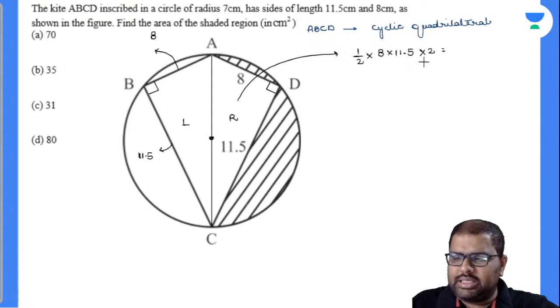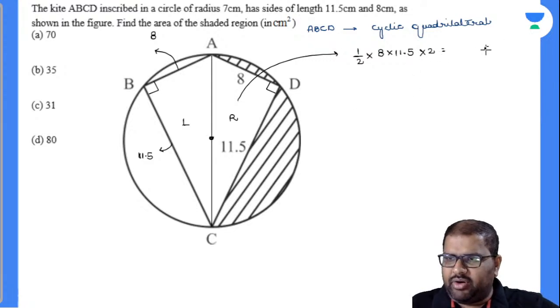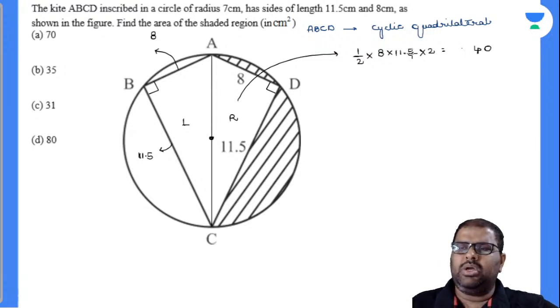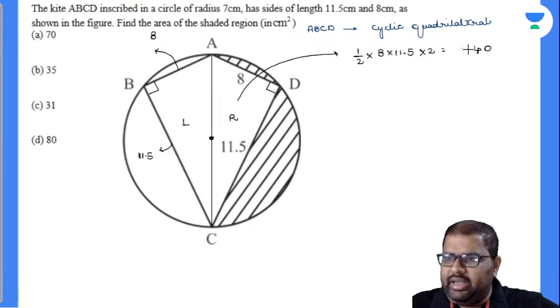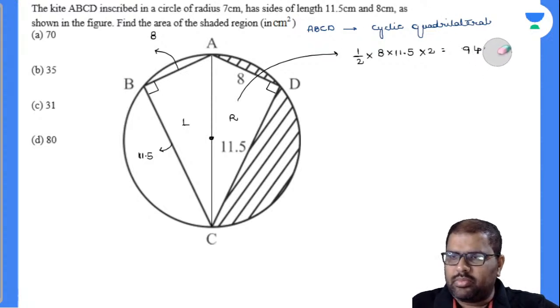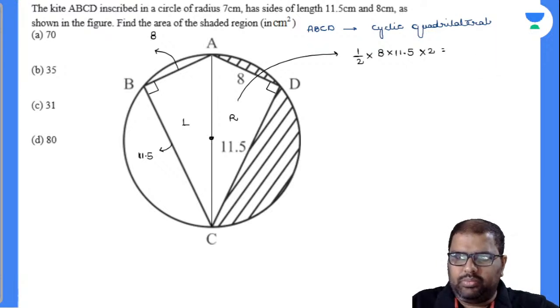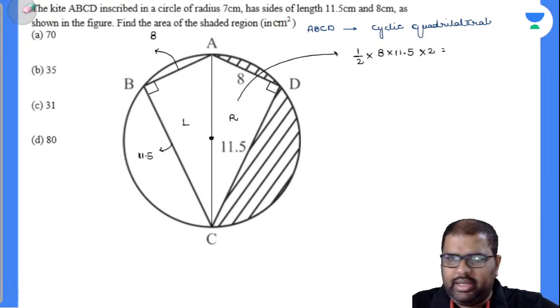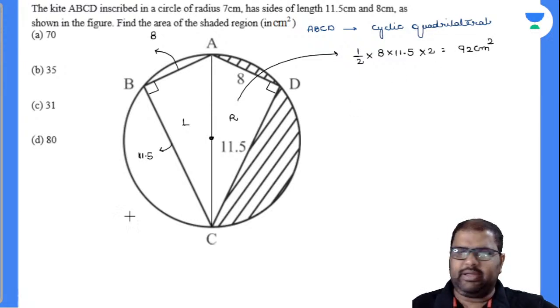What will be the answer there? 8 fives are 40. 8 ones are 8. So 124. Am I right or wrong? 8 fives are 40, plus 52, 92. Sorry, 92. Area of the quadrilateral kite is 92 centimeters square.